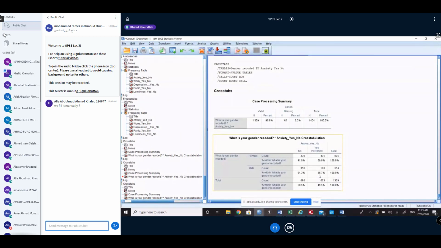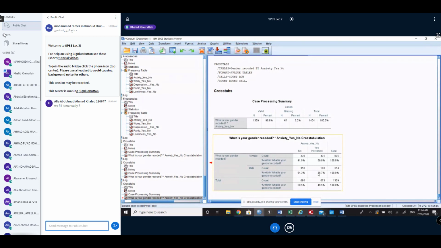Now, this is your sample. Your sample is 1359 participants. So it's the 805 plus the 554, which gives you 1359. Among these 1359, the prevalence or the percent of anxiety among females is almost 60%.